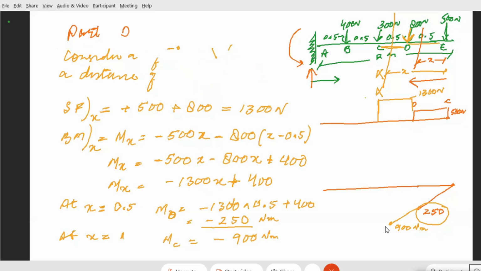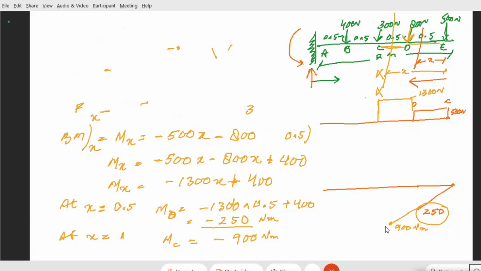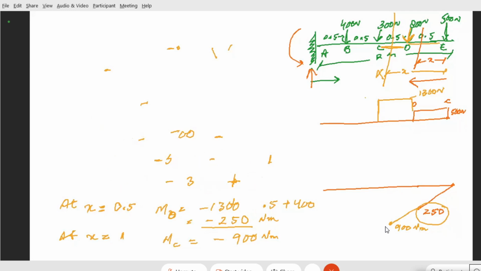Now you have one more part. I think you will be able to calculate the moment yourself. Just do it quickly. Tell me the shear force at a point between B and C and the bending moment between B and C. Quickly. Bending moment between B and C.